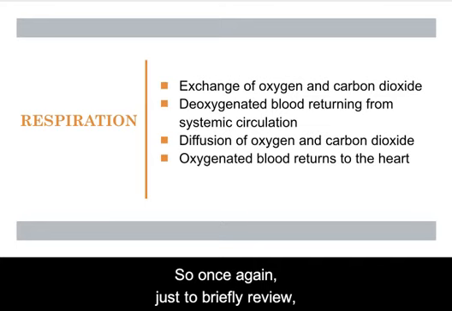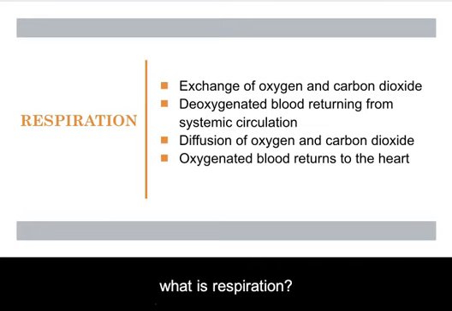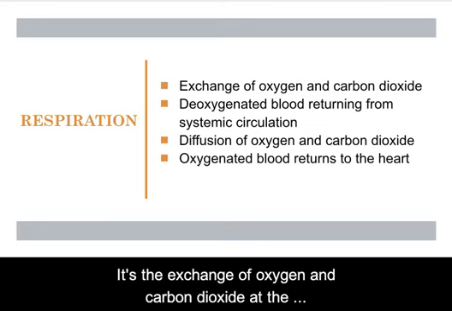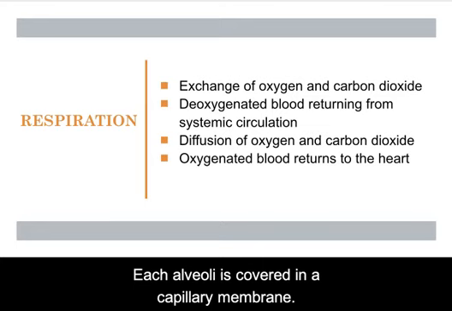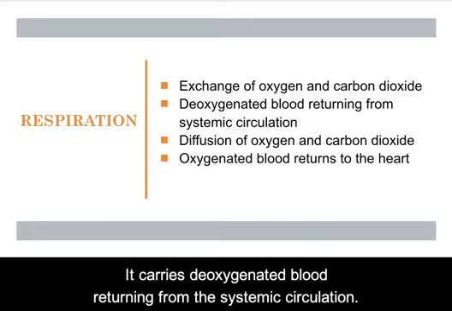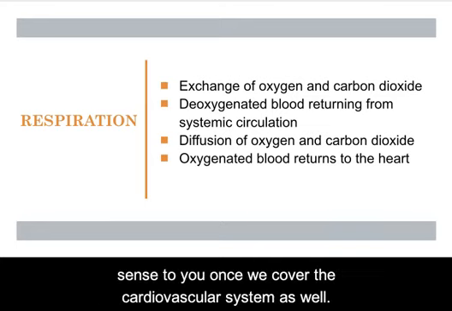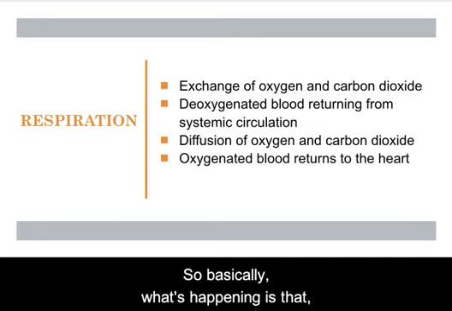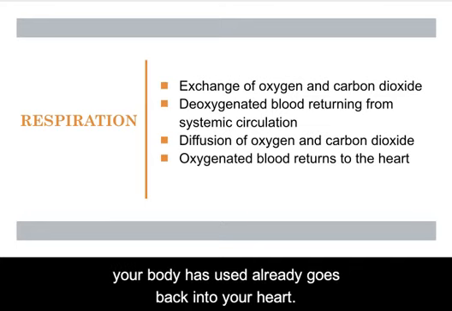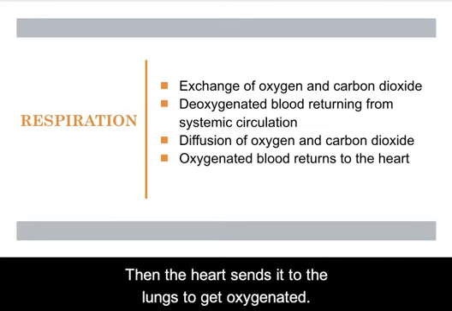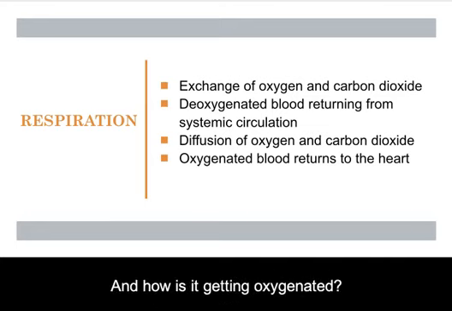So once again, just to briefly review, what is respiration? It's the exchange of oxygen and carbon dioxide at the alveolar level. Each alveolus is covered in a capillary membrane. It carries deoxygenated blood returning from the systemic circulation. Now, this will make a lot more sense to you once we cover the cardiovascular system as well. So basically, the deoxygenated blood that your body has already used goes back into your heart. Then the heart sends it to the lungs to get oxygenated. And how is it getting oxygenated? Through respiration, right?